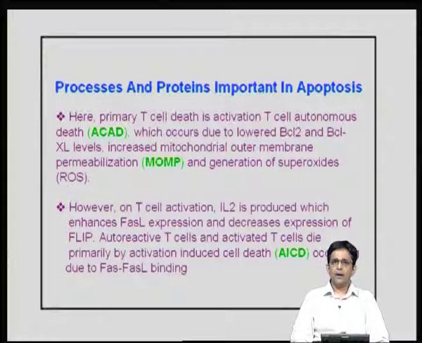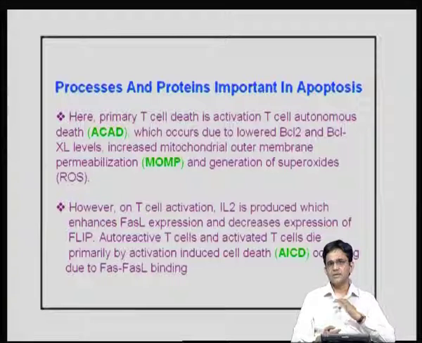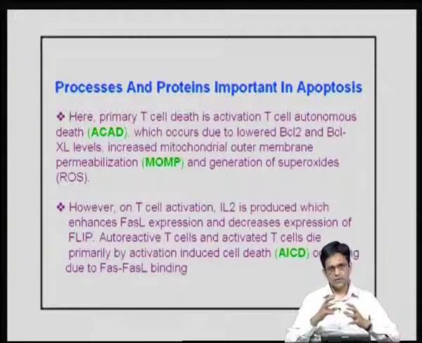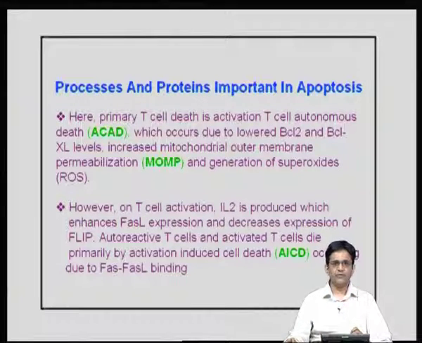Now, as was mentioned over here, in the autonomous T cell pathway, it is due to lowering of BCL2 and BCL-XL, and these are the two main anti-apoptotic proteins. You also have increased mitochondrial outer membrane permeabilization and generation of mitochondrial ROS, which is an important aspect. Now, IL-2 enhances FASL expression and decreases the expression of FLIP. And this is again important because subsequent T cell activation probably relies mainly on the AICD, but the initial T cell activation death pathways are probably going through the autonomous T cell pathway. So, one needs to understand these differences again.